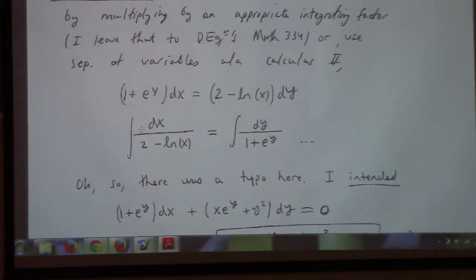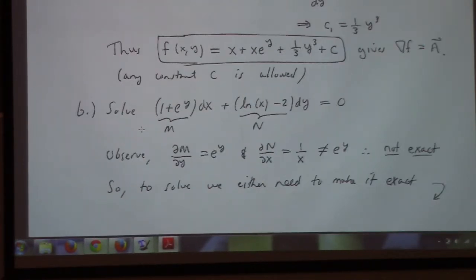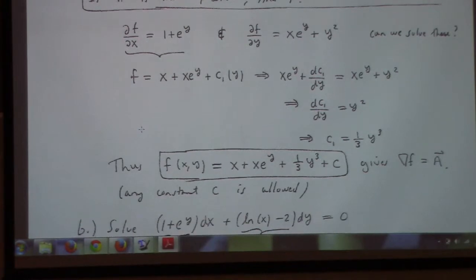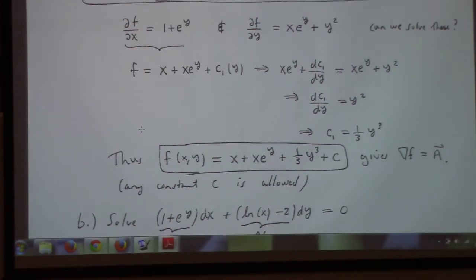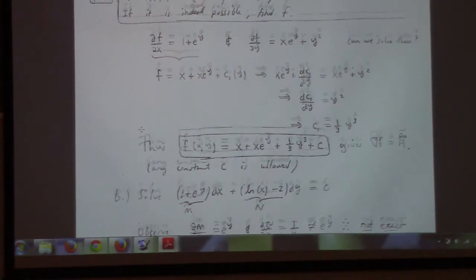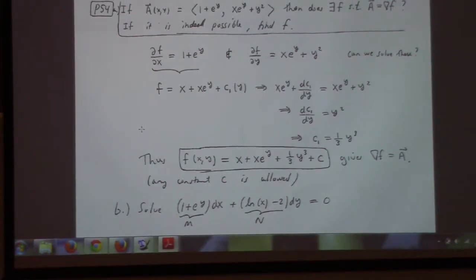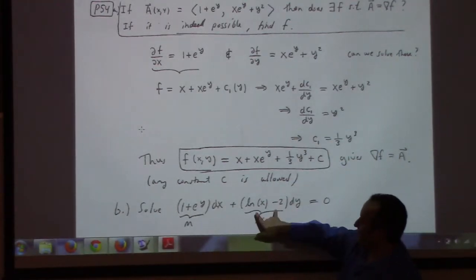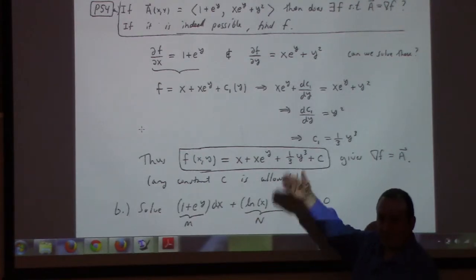maybe part A. Yeah, see, because in part A we had 1 plus e to the y, x e to the y plus y squared, right? I wanted to put those same things. Oh, I'll see if I can get it on the screen. See, I wanted the x component of A to match this, and I wanted the y component to match that, so you could see it's the same problem.